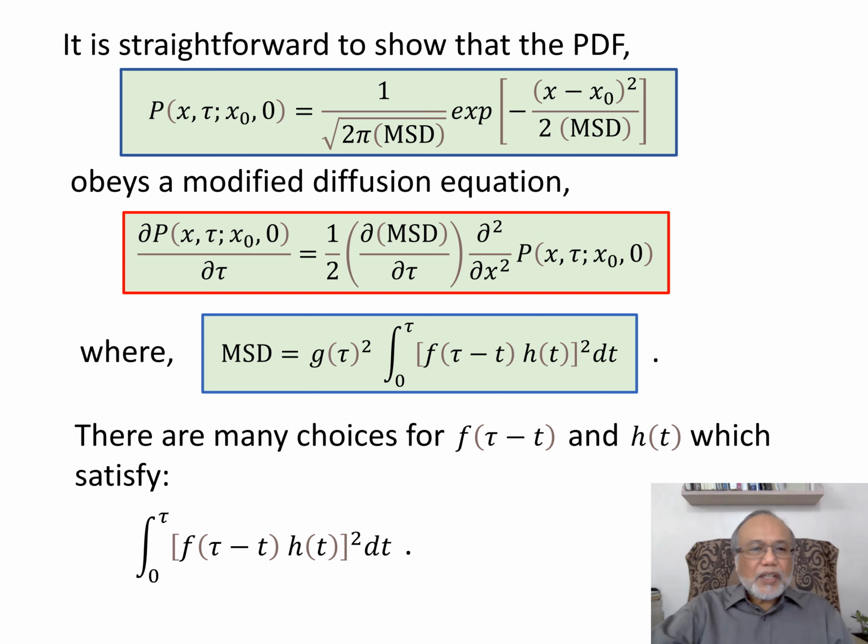So with this form of the probability density function, it is straightforward to show that the PDF obeys this modified diffusion equation, where for the MSD you have to take the time derivative of the MSD. Here we have used tau replacing the capital T that we used as our notation in the previous pages. And you can easily prove that this is true.